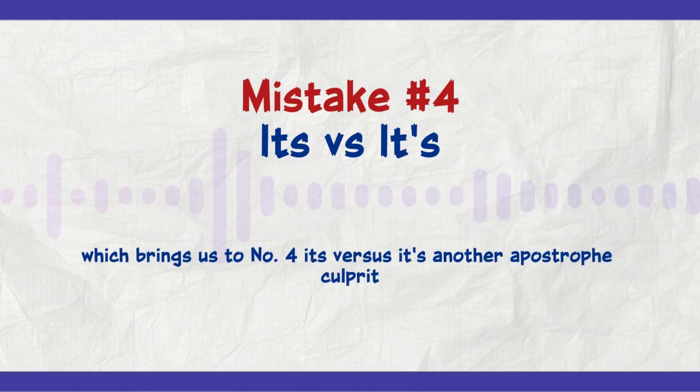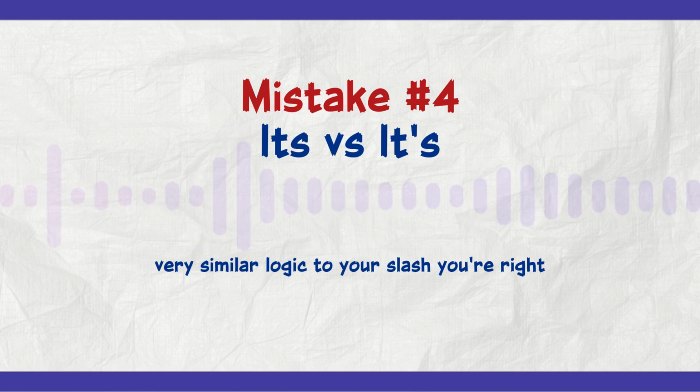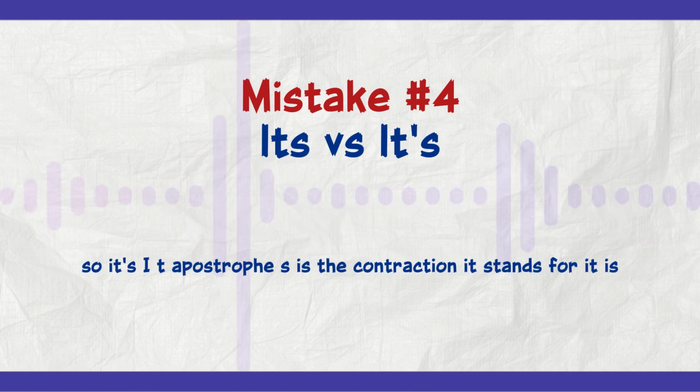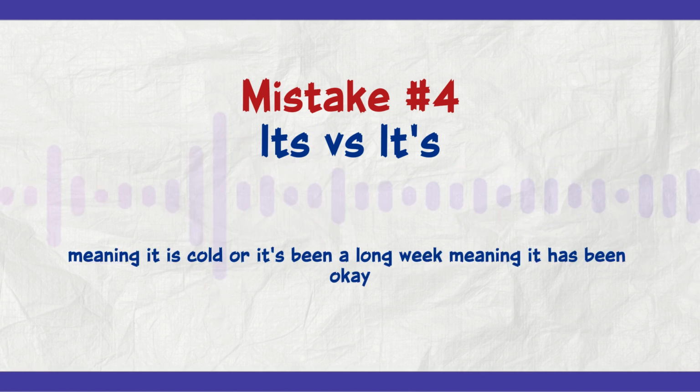Which brings us to number 4, it's versus its. Another apostrophe culprit, with very similar logic to your and you're. Right, so it's, I-T apostrophe S, is the contraction. It stands for it is or it has. Like, it's cold today, meaning it is cold, or it's been a long week, meaning it has been.